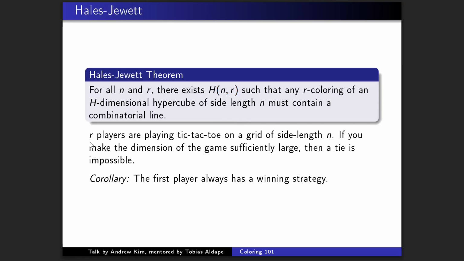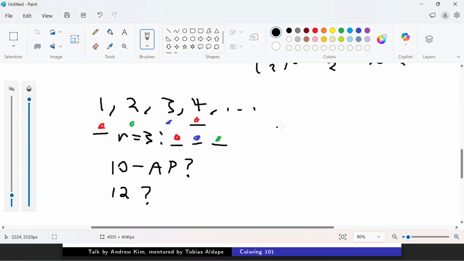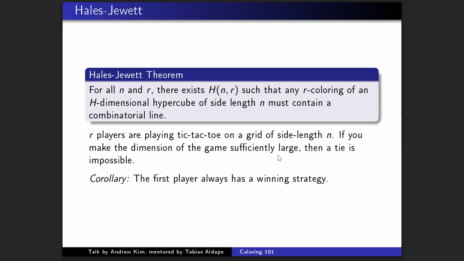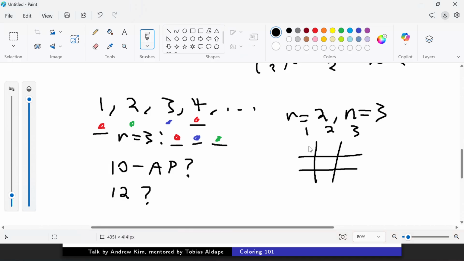So let's say you give me two numbers, r and n, and we have r players which are playing tic-tac-toe on a grid of side length n. So if you take your traditional game of tic-tac-toe that we all know and love, that would be the case r is equal to 2 and n is equal to 3 because, well, there's two players playing tic-tac-toe and your board, well, the length is 1, 2, 3, like so. So if you make the dimension of the game sufficiently large, then a tie is impossible. That's what the theorem is saying.